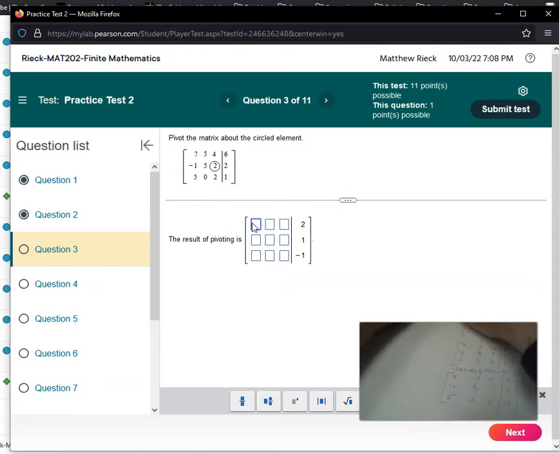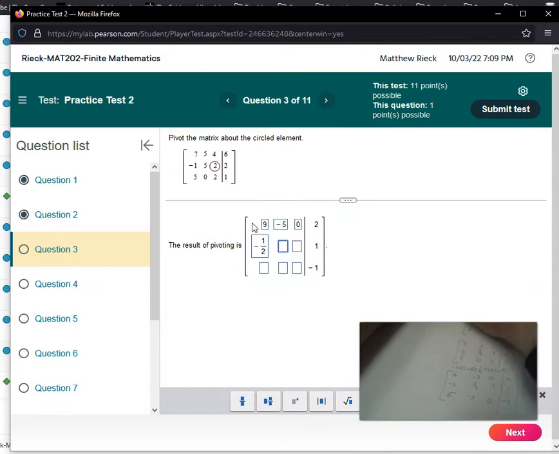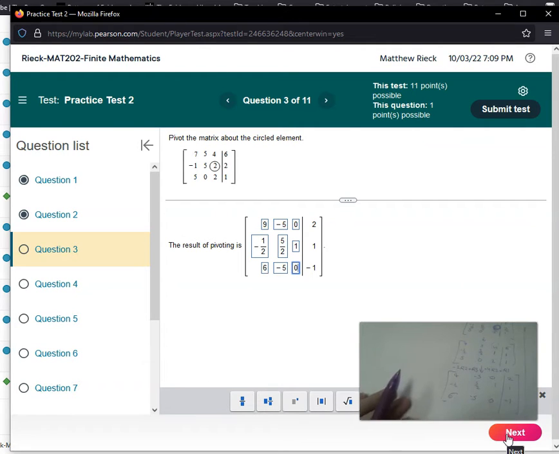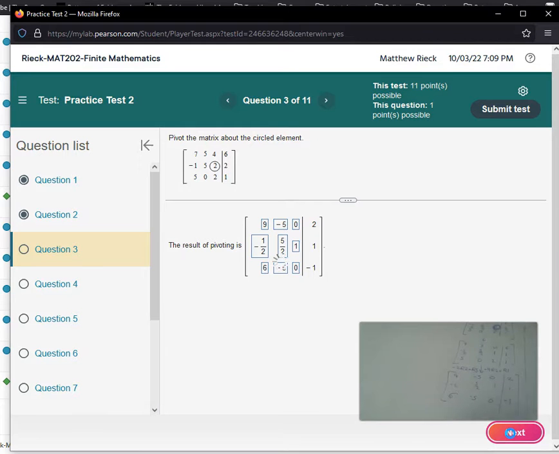So we have 9, negative 5, 0, negative 1/2, 5 over 2, 1, and 6, negative 5, and 0. So yeah, again, when solving a system of equations, you want to pivot about the entries along your main diagonal, so you end up with 1s along your diagonal and 0s everywhere else, and that will lead you to a case in the previous question.